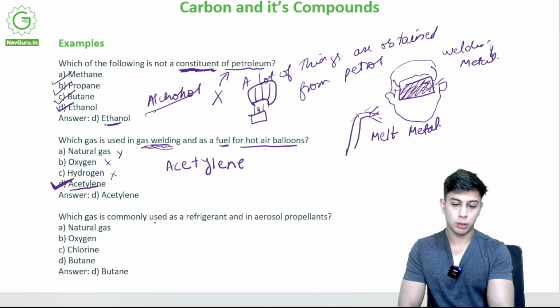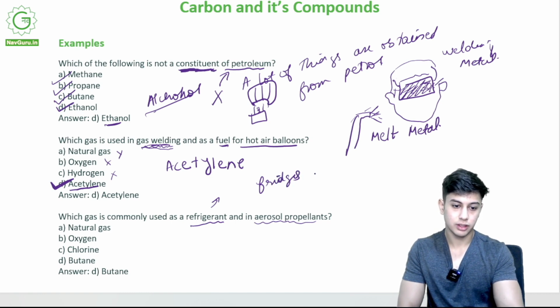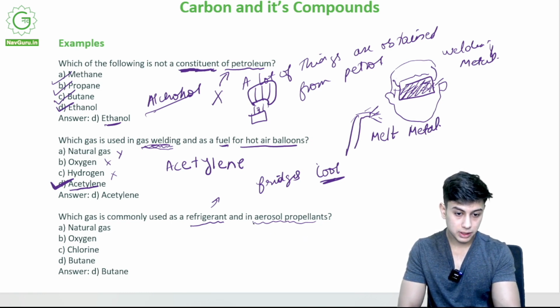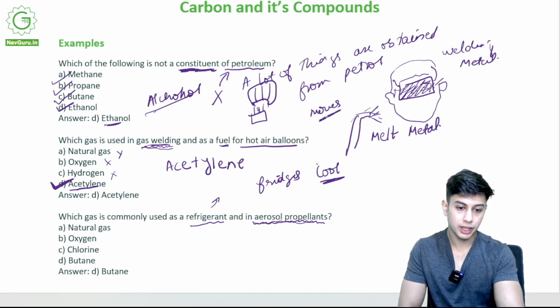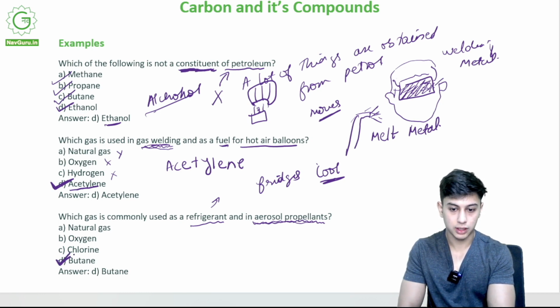Which gas is commonly used as a refrigerant and in aerosol propellants? Alright. Refrigerant in your fridges. We keep things cool in our fridge. This gas is used in fridges and aerosol propellants. Alright, remember this term, aerosol propellants. What is propellant? Something that propels, moves. Alright, so that is butane. Butane. It is a gas that is used in refrigerators.